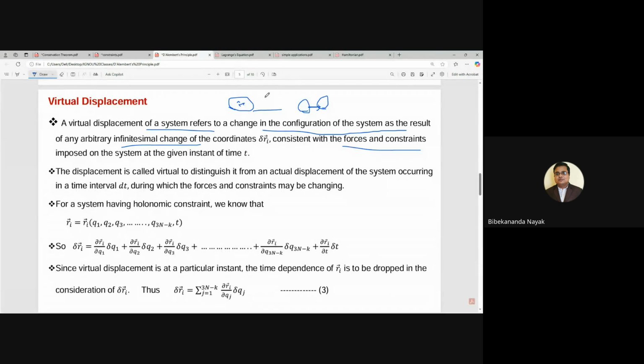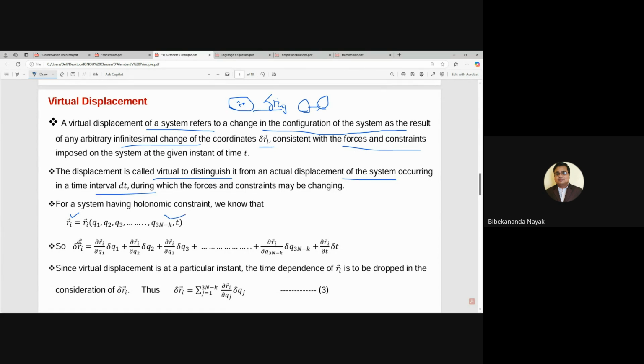That is virtual displacement, with the symbol delta. It occurs at a particular instant of time. In actual displacement, time is the variable; with time, the system changes. But at a particular instant of time, whatever change occurs due to the internal force of constraint is called virtual displacement. In a particular instant of time, the time doesn't vary. Actual displacement occurs in time dt. For a system, we learned that coordinates can be a function of generalized coordinates q1 to q3n minus k, and t.